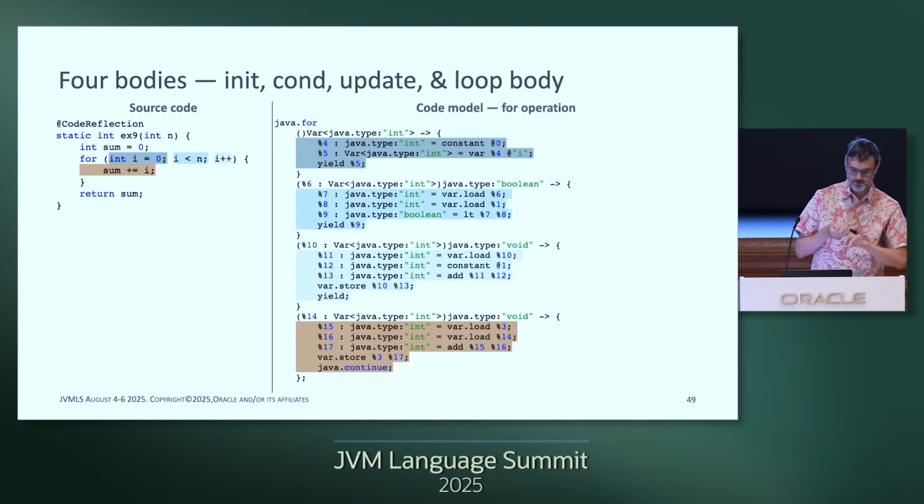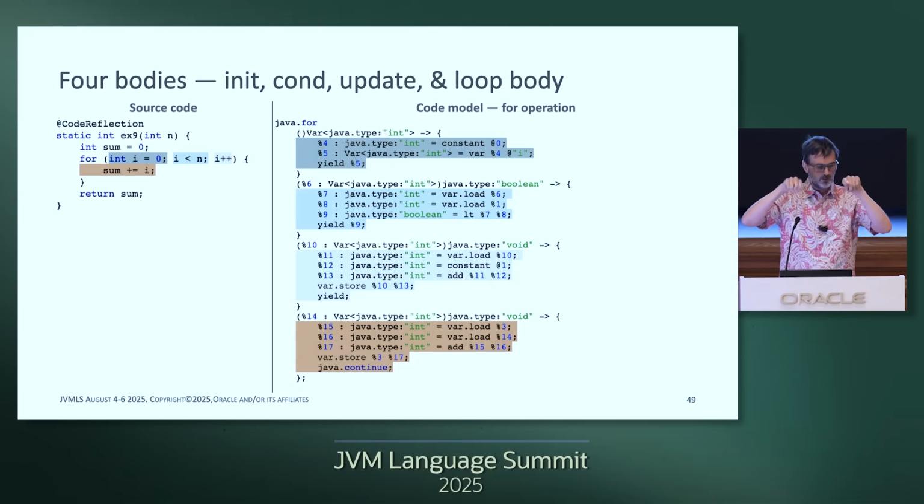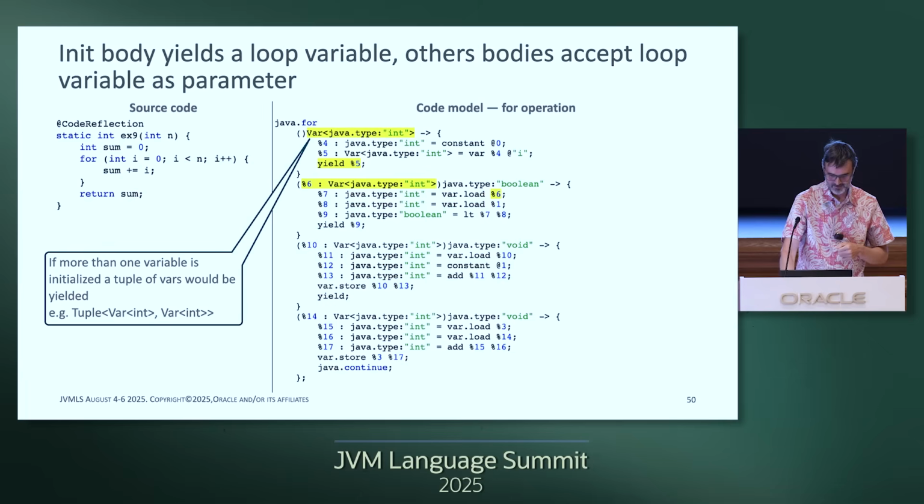The interesting thing here is the init bit of code yields variables. You can actually yield 1 or more. And so we have to express that in the code model. And so the body for the init yields a loop variable. And then we pass the loop variable to the other bodies that can operate on it. Like so. Make sense? Some nodding. So if there's more than one variable, instead we'll model it as a tuple. And we would yield a tuple of variables instead.